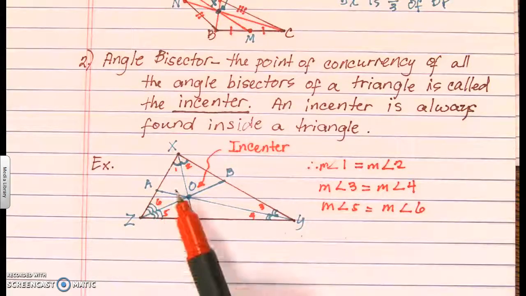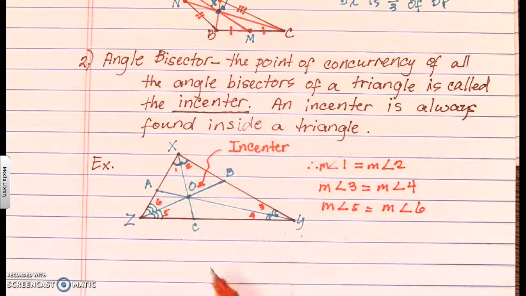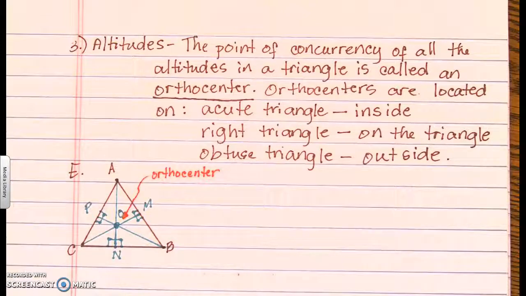The measure of angle 1 is equal to the measure of angle 2. The measure of angle 3 is equal to the measure of angle 4. And the measure of angle 5 will be equal to the measure of angle 6. So the next one is altitudes. The point of concurrency of all the altitudes in a triangle is called an orthocenter.